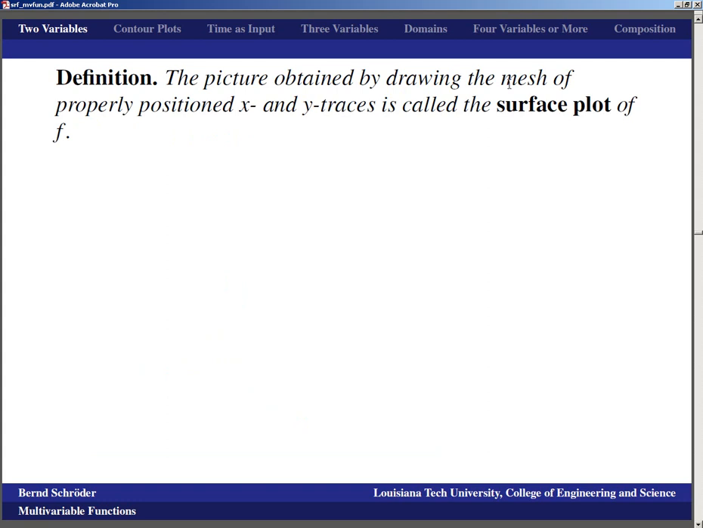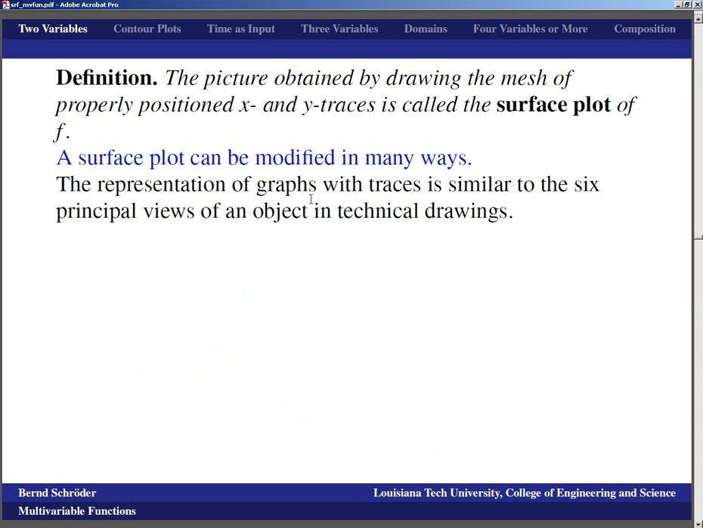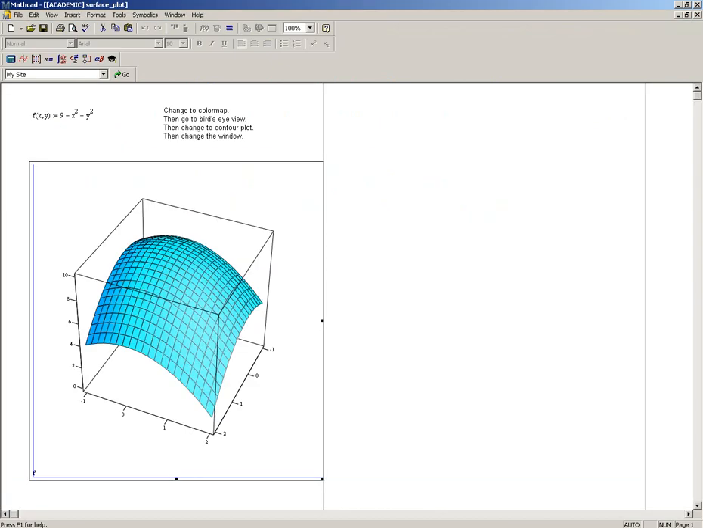Okay, so definition. This picture that we've just obtained by drawing the mesh of properly positioned x and y traces, that is called the surface plot of the function. Makes a lot of sense, right? Now, these surface plots can be modified in many ways, and we're going to take a look at that in just a minute. But basically, the presentation of graphs with traces is similar to the 6 principal views of an object in technical drawings.